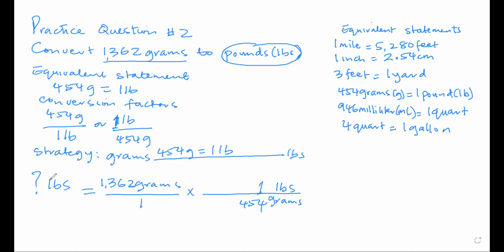Okay. So this cross out this, it will be 1362 times 1 pound over 454, which will be 3 pounds. That's it. Hopefully you got it right.